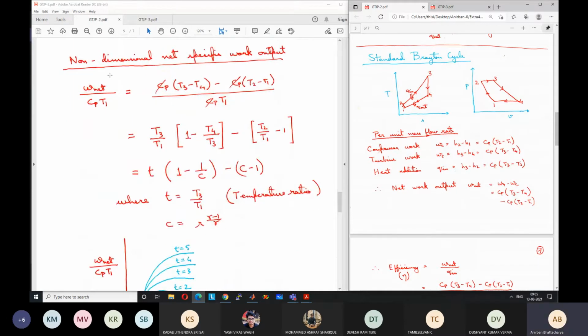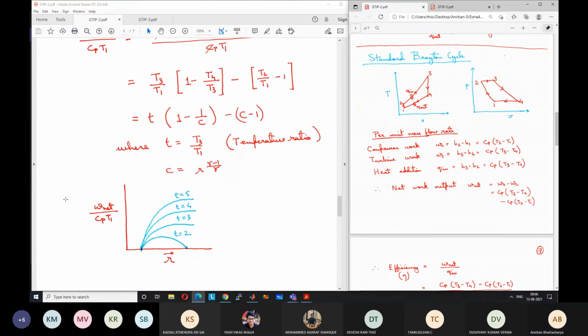We had also defined another parameter which we called the non-dimensional net specific work output, to see how the work output varies with the design parameters. And we found that the work output varies not only with the compressor pressure ratio but also with the temperature ratio, which we had defined as the maximum temperature in the cycle T3 by the minimum temperature in the cycle T1. Okay. And it varied like this.